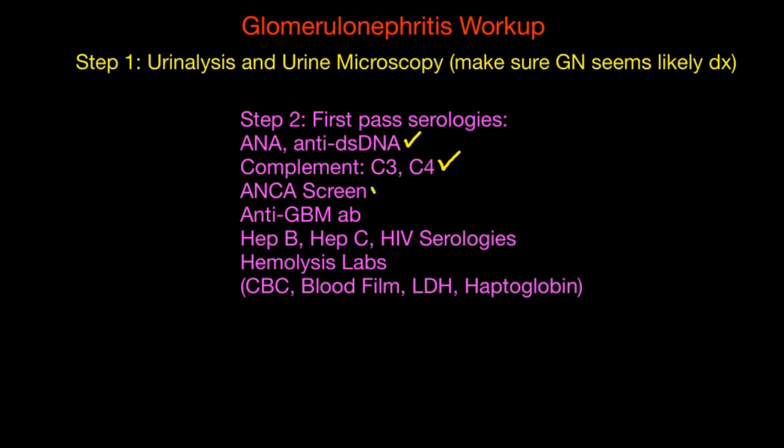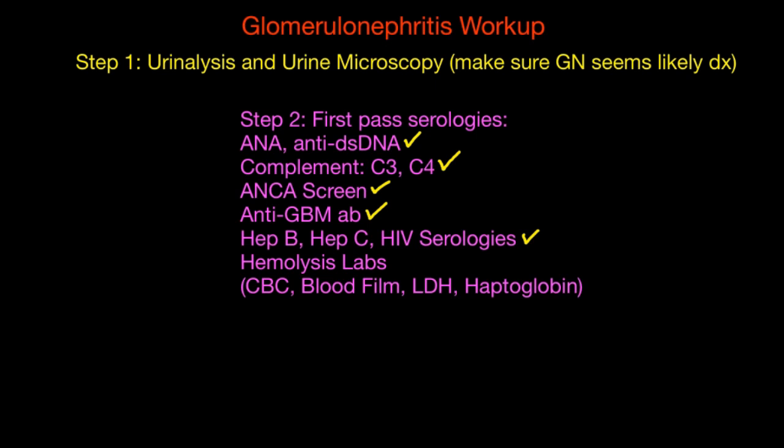Then ANCA screen is important because if they have circulating ANCA, we could pick it up here. Anti-GBM disease is a disease that can cause RPGN, and you don't want to miss it, so you can go ahead and order the anti-GBM antibody. Remember, some of our diseases can be brought on by chronic Hep B, chronic Hep C, or even HIV. If a patient has not had those tested recently, you at least want to check that because you could make the new diagnosis of some chronic infection.